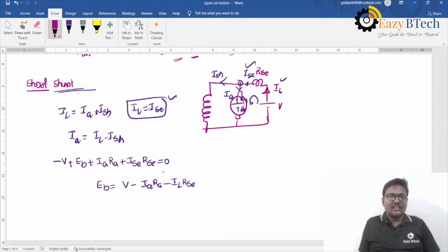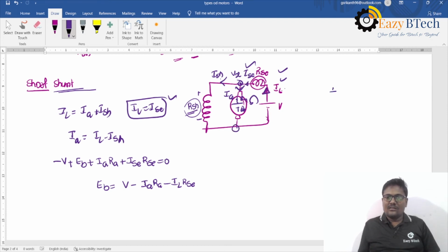Coming to the short shunt connection, the series field winding is connected in series with the supply, and the shunt field winding is connected in parallel with the armature. The current drawn from the supply is IL, and the current flowing through the armature is IA, and IL can be divided as IA and ISH. ISH is the current flowing through RSH, and here the terminal voltage will be different. The voltage which appears across the armature is not V.